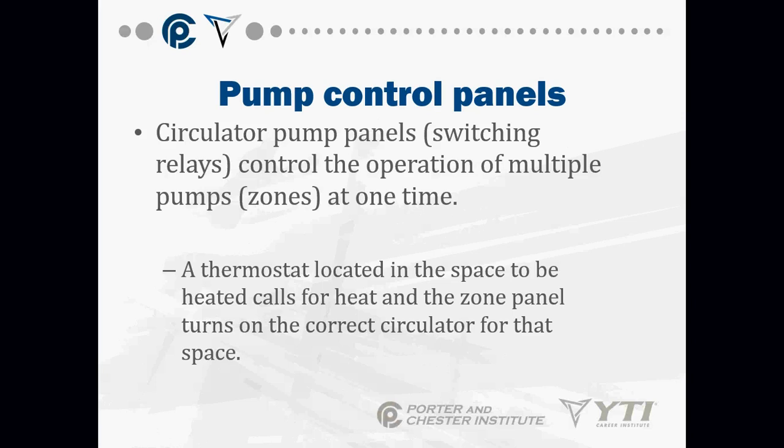Circulator pump panels control the operation of multiple pumps at one time. So a thermostat located in the space to be heated calls for heat, and then that zone panel will turn on the correct circulator for that space. It may not necessarily be a circulator pump that the zone panel is connected to. It can be a zone valve, but either way, it's going to work the exact same way. Thermostat calls for heat. It's going to send that signal to the zone panel. That zone panel will now open or turn on a circulator for that particular area of the house.